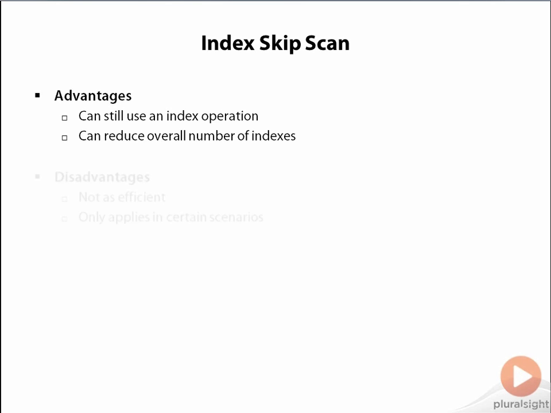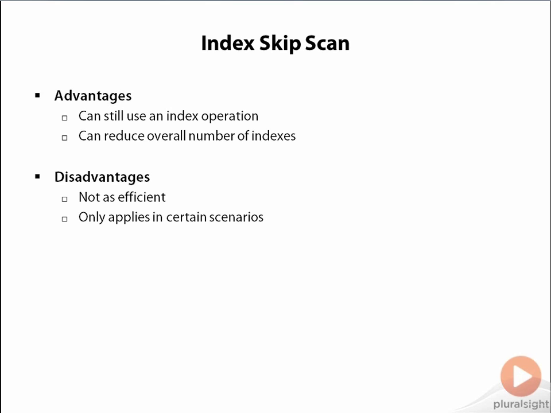The disadvantage to skip scan operations is that they are more expensive than a typical index operation. This is driven by the fact that we're traversing the index multiple times, so this is, by its very nature, slower. And secondly, there's only a narrow subset of conditions under which a skip scan operation can be performed, namely when the first column has few unique values.